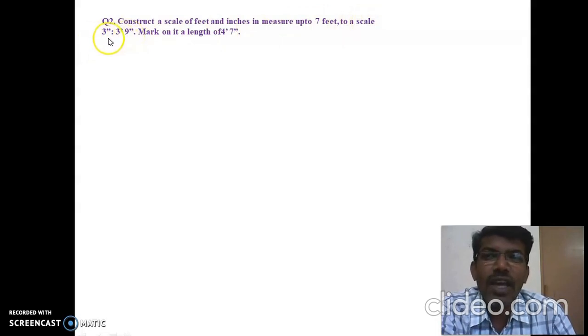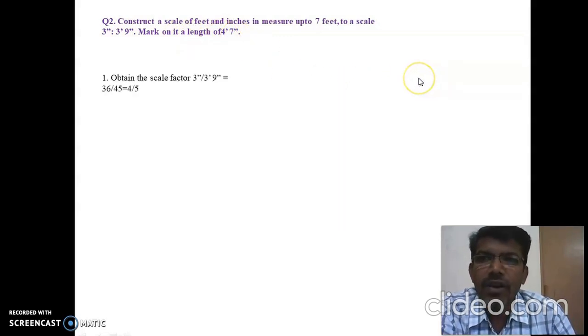So here the scale is given in the form of a ratio. You have to convert it into the form of a representative factor, that is 3 by 3.9. Mark on it a length of 4 feet 7 inches. So how do we do it, we will just go through that. First of all, obtain the scaling factor, that is 3 inches by 3.9, that is equal to 3 feet, which is nothing but 36 inches.